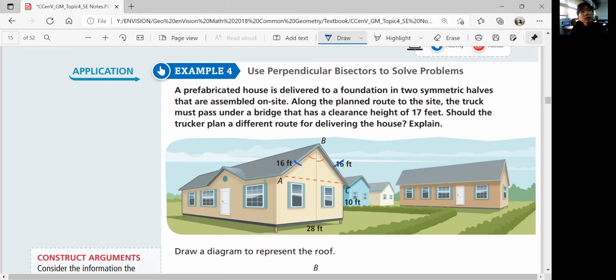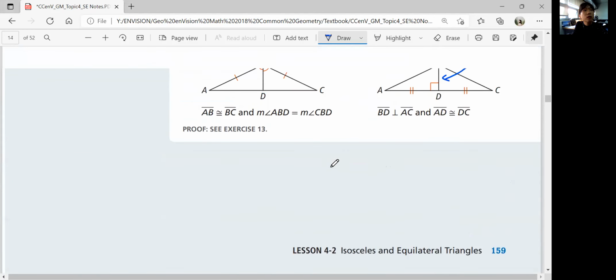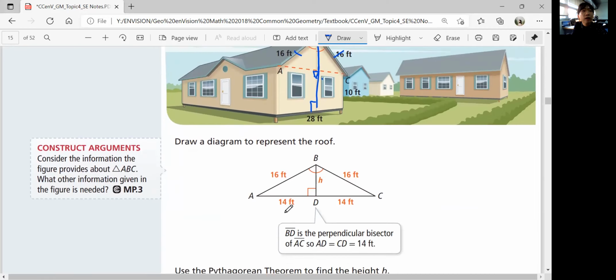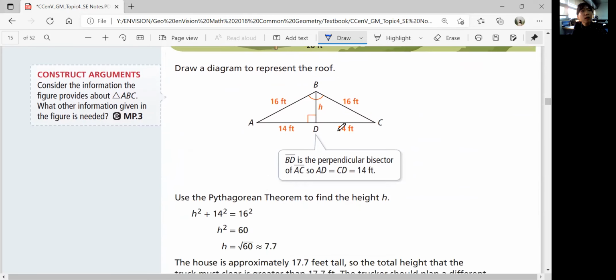We can see that these two sides are equal in length, and we can see that these two angles are equal. So using the theorem that we just looked at, 4-2, we know that if this is D, BD is a perpendicular bisector, right? So this is going to be perpendicular as well. You can use a diagram to represent the roof, and you see that the height here is going to be a perpendicular bisector, BD. And knowing that this is 14 feet, 16 feet, they're all going to be the same here.